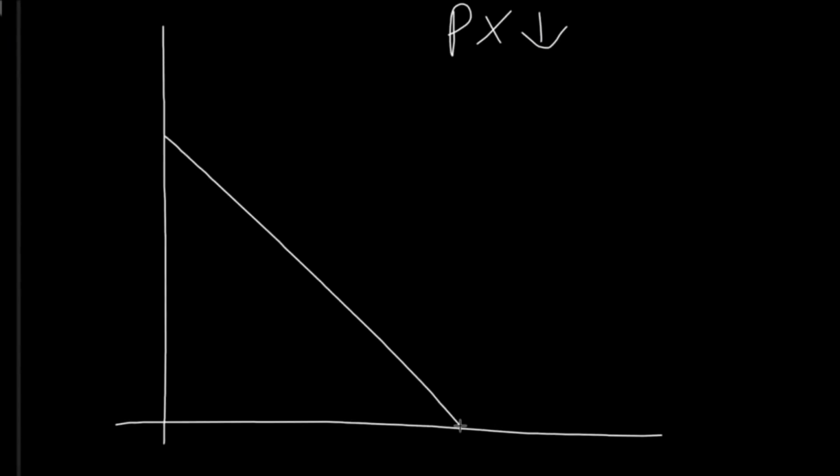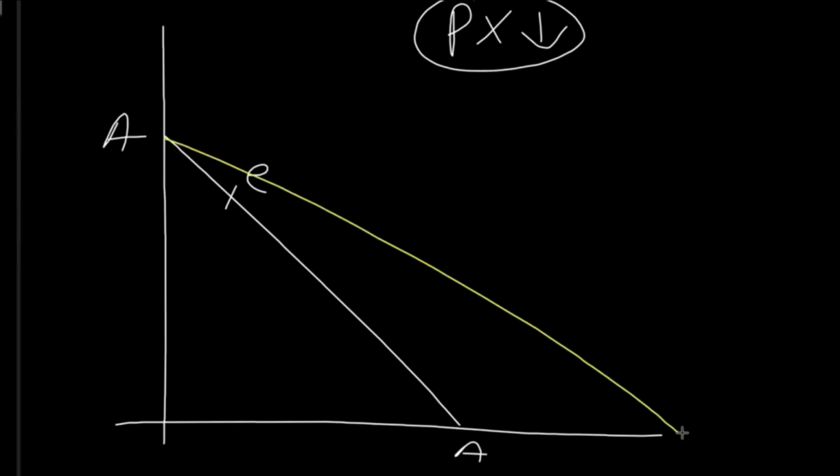We have some initial budget line AA. ठीक है, and first of all you should incorporate price effect. We suppose our initial equilibrium is at point E. If now there is fall in price of X, then budget line will shift like this. Okay, this is price effect.